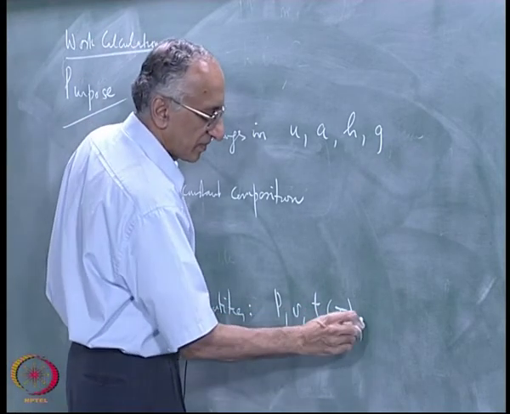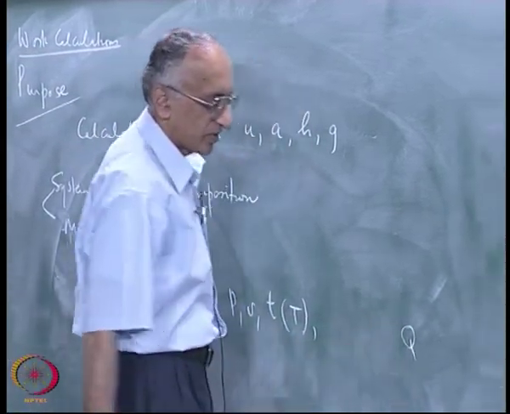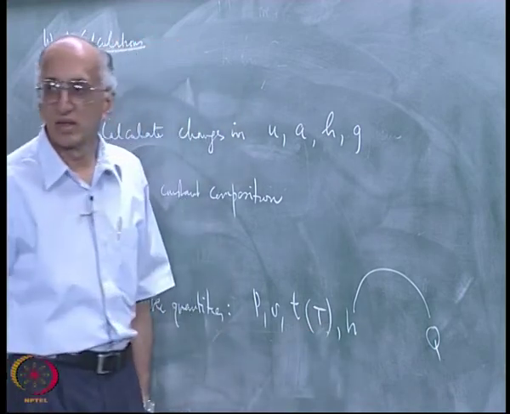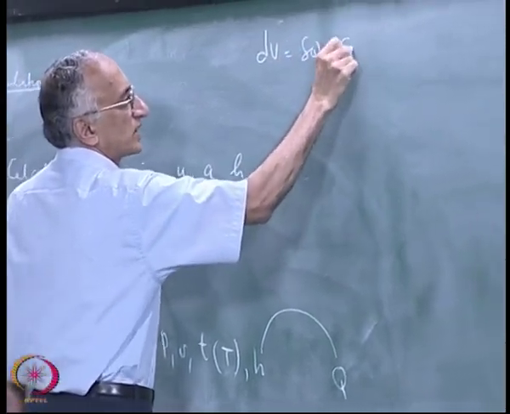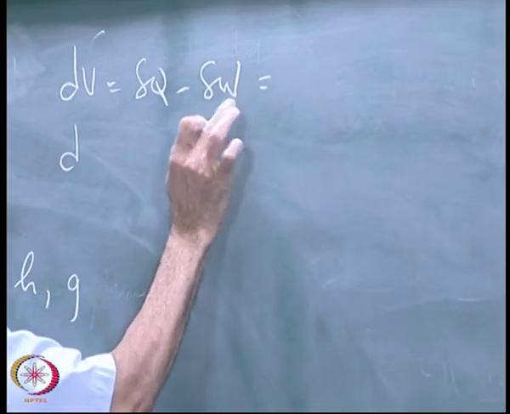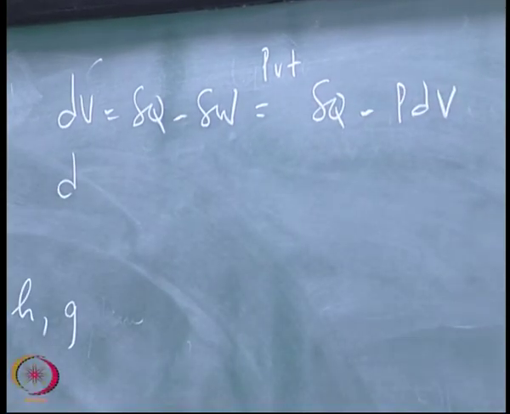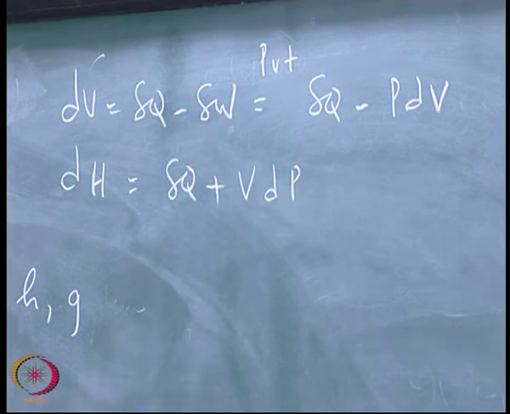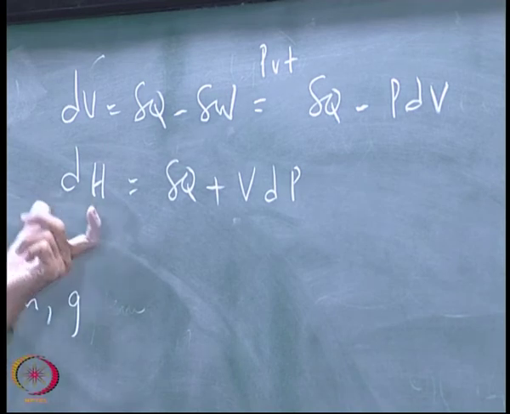These are not properties, measurable quantities I have written, these are properties. I can also measure Q, the heat, but that leads to a measurement of enthalpy. For example, dU for a closed system is delta Q minus delta W, and if delta W is of the type in PVT systems, you have delta Q minus PdV. So dH is delta Q plus VdP. dH is simply dU plus d of PV. So I add PdV and VdP, I will get this. So if I make measurements at constant pressure, I can measure changes in H by measuring Q.